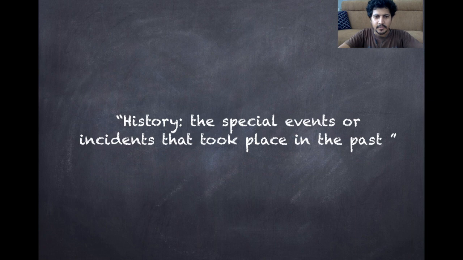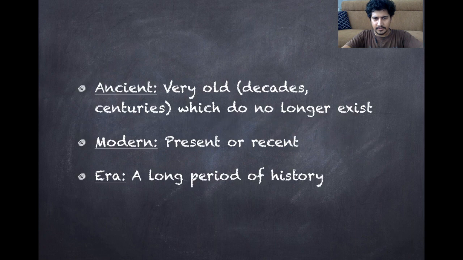Okay, next one is history. History is the special event or incident that took place in the past. This means history are some special things or special events that took place long ago in the past. Next one is ancient. Ancient is also similar to history, or it comes under history, which means very old, decades or centuries old, which no longer exist.